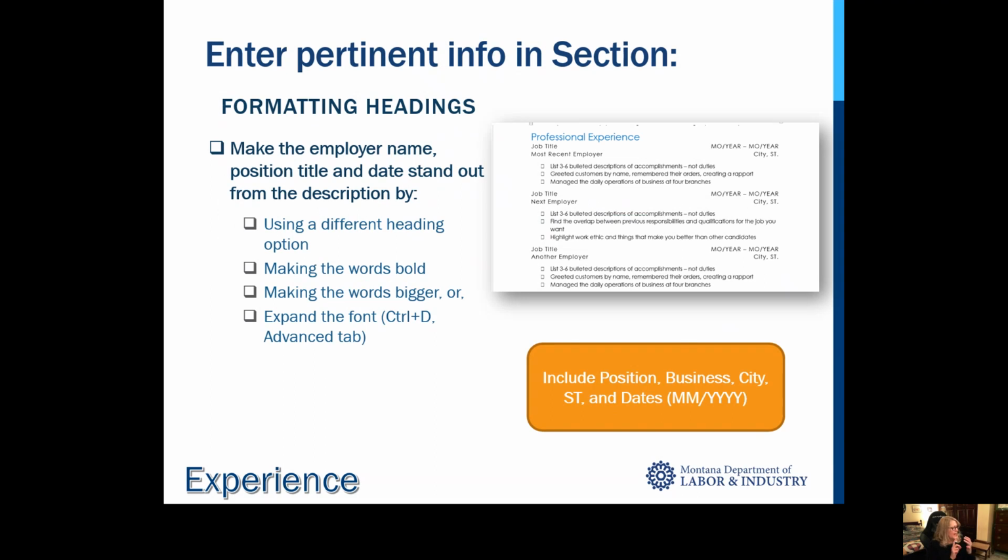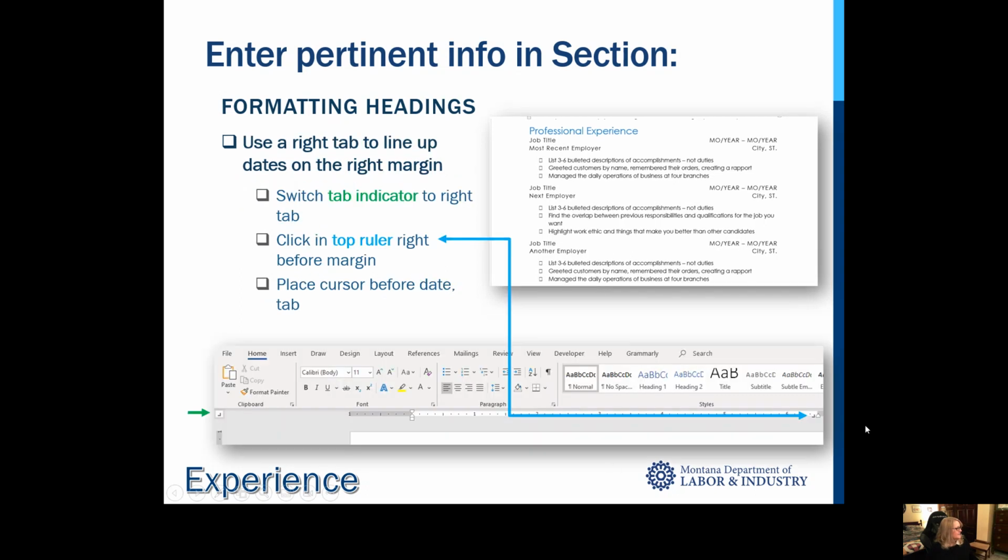Okay, so we added the employer name, we added the position and the date, and we wanted to make it stand out, which we did. So we used a different heading option. We just used regular words, but we expanded our font. You could also make them bold. You could make them bigger. You could expand the font using either Control D, or you can click that button and go to the Advanced tab. Okay, we got everything we needed in that part.